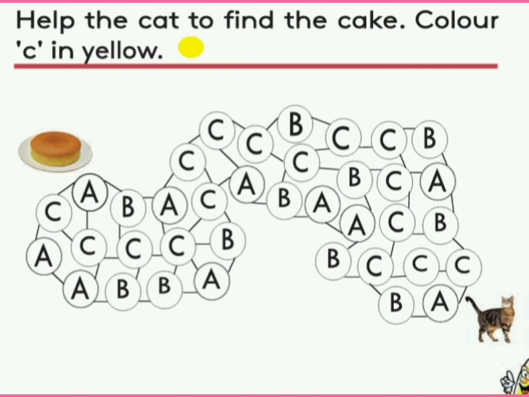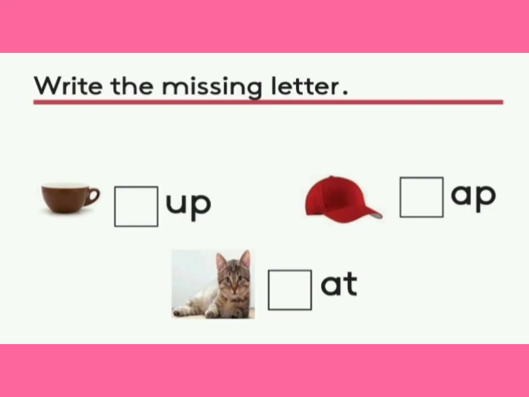Okay, here what can you see? Here in your right hand corner there is a cat, and in your left hand upper corner can you see a cake? So you have to help the cat to reach the cake. It is an easy exercise. You are going to color all the letter C's with yellow, then automatically the cat will reach the cake. So it is an easy interesting exercise, so you have to finish it out. Okay children, then we are going to move on to the next exercise.